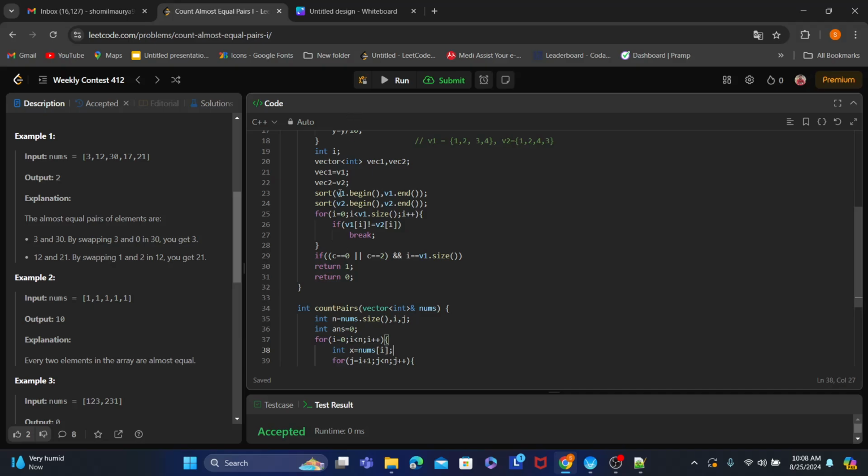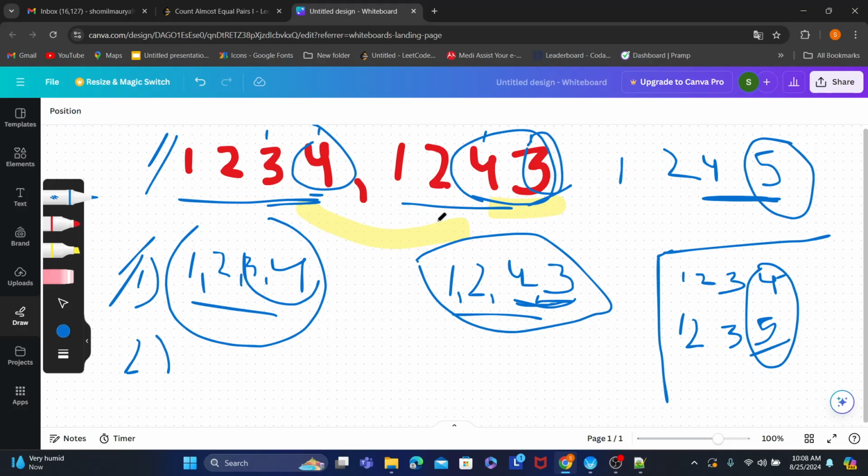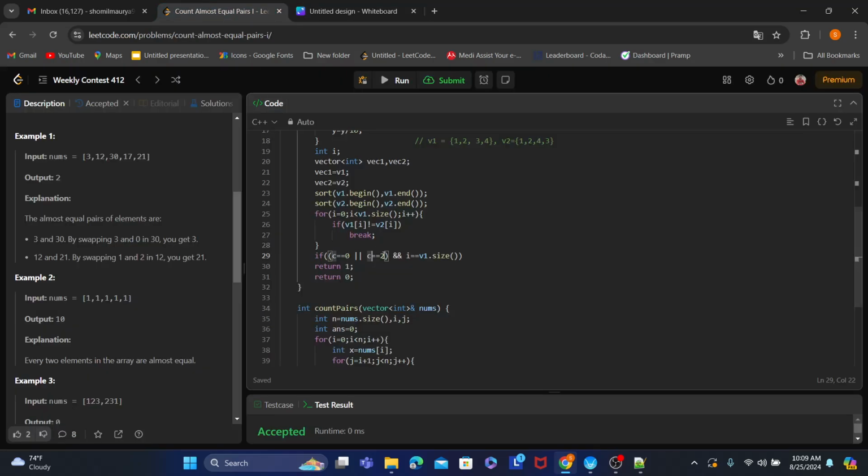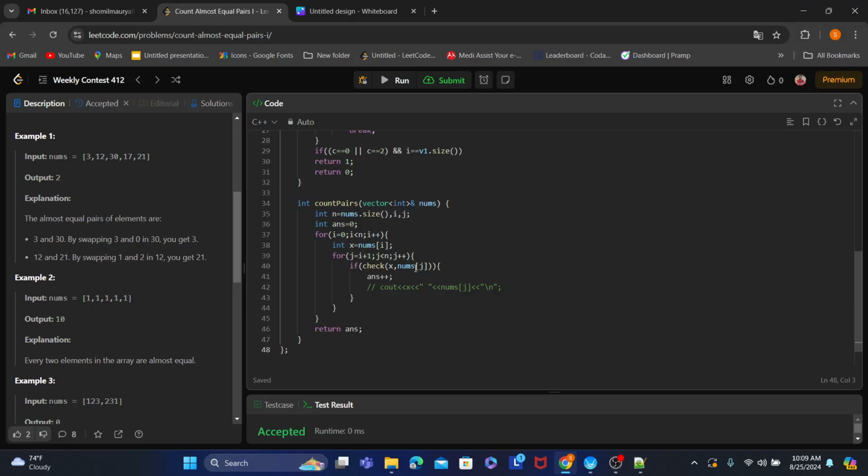Now for the second condition: if count is 0 or if count is 2. Count 0 means both numbers are equal, otherwise count 2 means they differ at only two positions. Here they differ at 3 and 4. So if they differ at only two positions, or both are equal, then we return 1, otherwise we return 0. And at each step, if we find the answer, we increment the answer count. So we would run it.